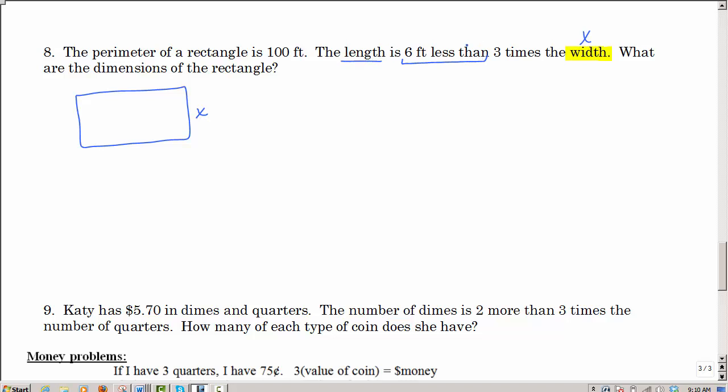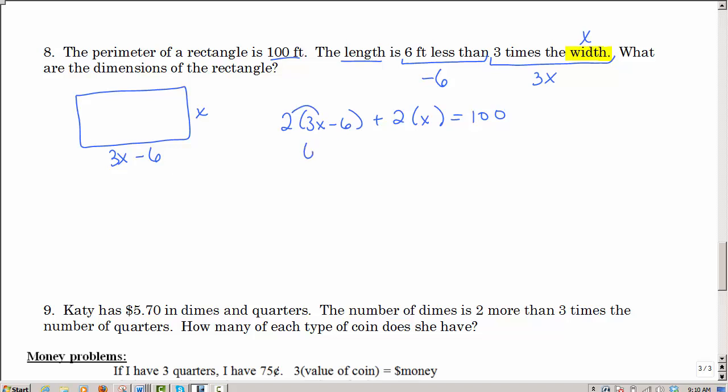Now this is different than plus. Subtraction does make a difference in what order. So 6 feet less than means I want to take away 6 from something. Not 6 minus, but minus 6 from something. Well, what is that something? 3 times the width. Right? So I want 3x minus 6. Be very careful. So setting up my equation, twice the length plus twice the width equals my perimeter.